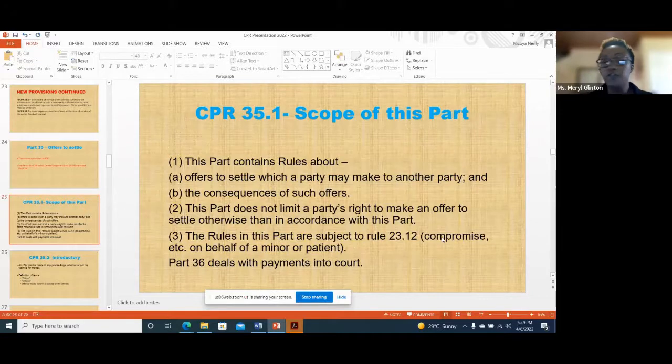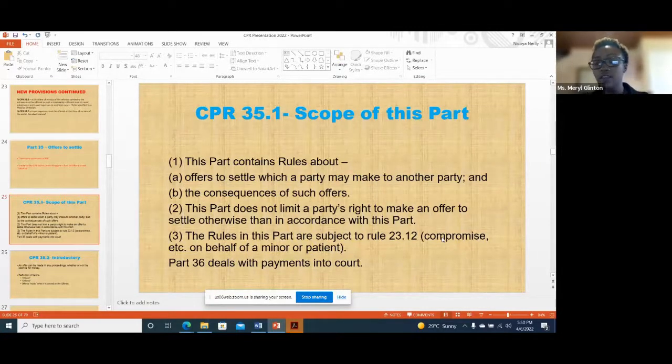It also preserves the right of parties to make offers otherwise than under this part. And that is because you will come to see later, there are certain deadlines which must be met and certain requirements which must be met to come within the scope of this part. So do not think that this is now the only means by which you can make an offer to another party.